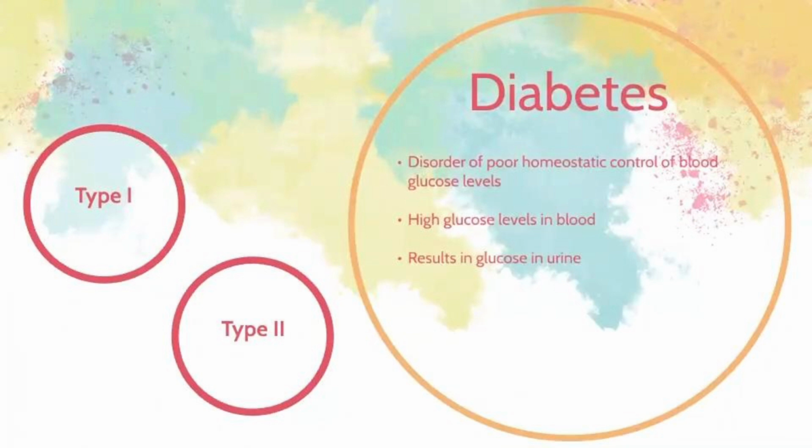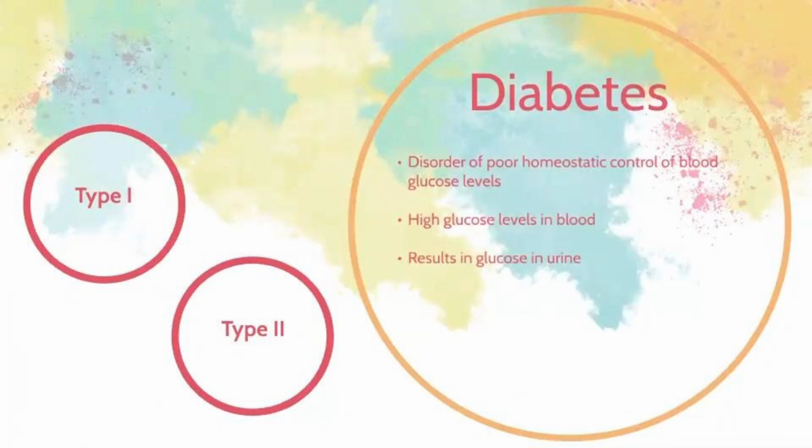So there are two different types of diabetes. There is type 1 and type 2, and I am now going to go into exactly what each of those is. So a key thing to know is that one of the main signs of diabetes is having glucose in the urine, and this is because there is really high glucose concentration in the blood, which isn't being removed as it should be.